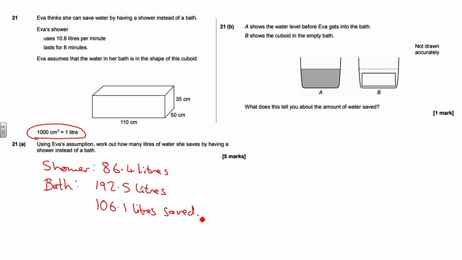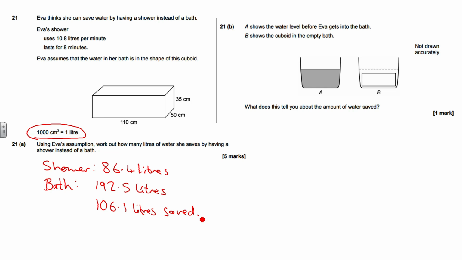Part B is a bit of a weird one. A shows the water level before Eva gets into the bath. So what they're saying is this is what Eva's bath looks like when it's full of water and ready for her to get in. B shows her cuboid. The cuboid we've just assumed is holding all the water we need for her bath in the empty bath.